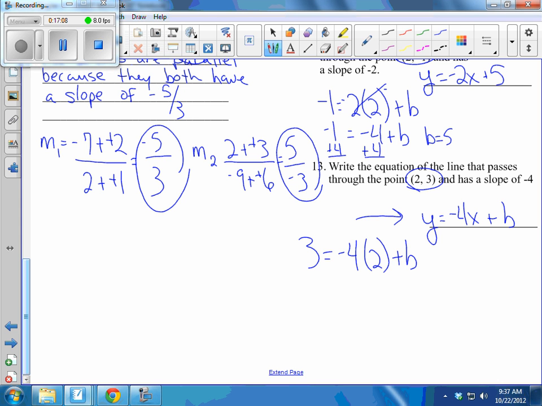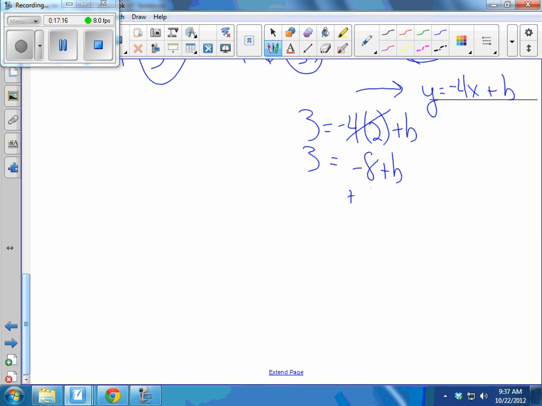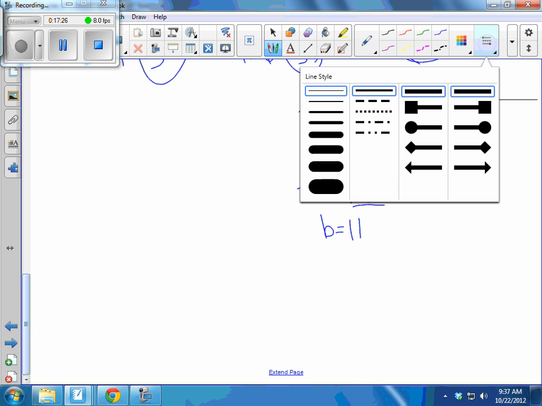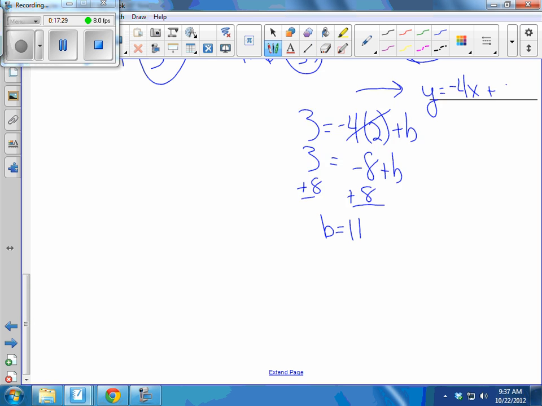And again, two steps. First I multiply, and then I either add or subtract to get that number to the other side, so it's just b, and to move it I'm going to add 8, which means when I'm done I have figured out that b is worth 11. So I can go over here, erase the b, and just turn it into 11.